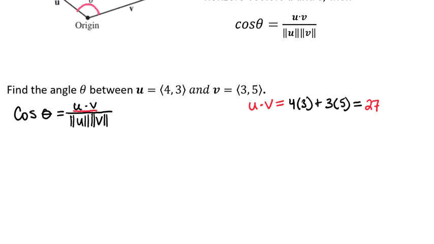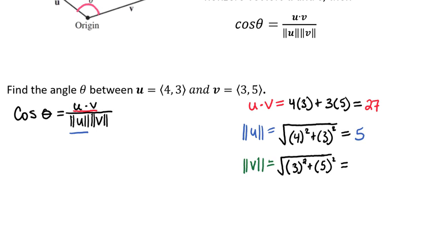And now we want to find the magnitude of vector u, which we can do using our distance formula and our vector components, which is going to give us the square root of 34. And so now we can go ahead and take those and plug them in. And that's going to give us that the cosine of theta is going to be 27 divided by 5 times the square root of 34, which is 5 radical 34.